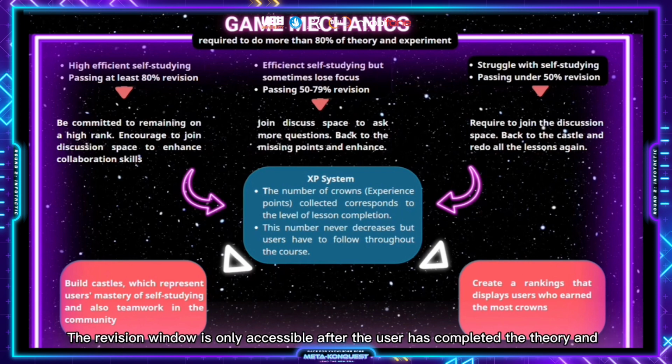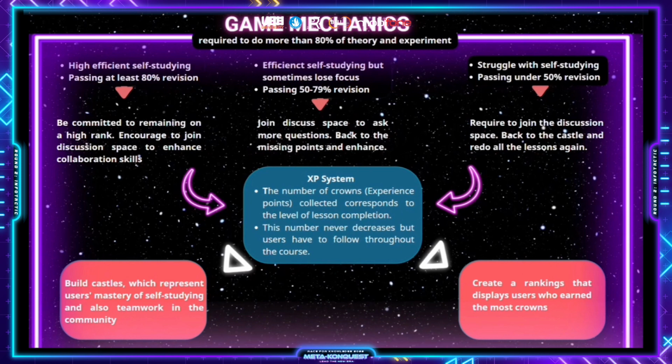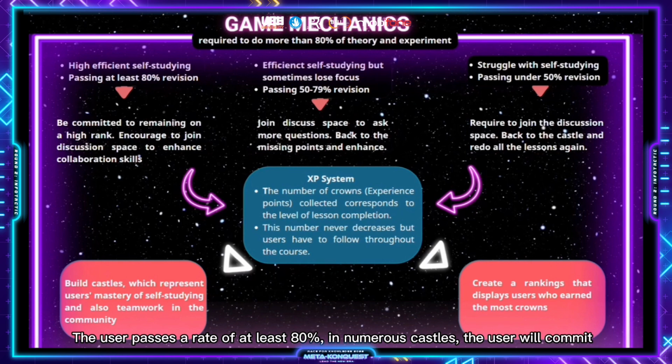The revision window is only accessible after the user has completed the theory and experiment windows. The revision will always be in a multiple choice format, and it will resemble the following model. With a user's pass rate of at least 80% in numerous castles, the user will commit to maintaining a high rank. At this point, the system will display a message inviting users to visit the discussion area and assist their friends in improving their collaboration skills or raising their ratings.